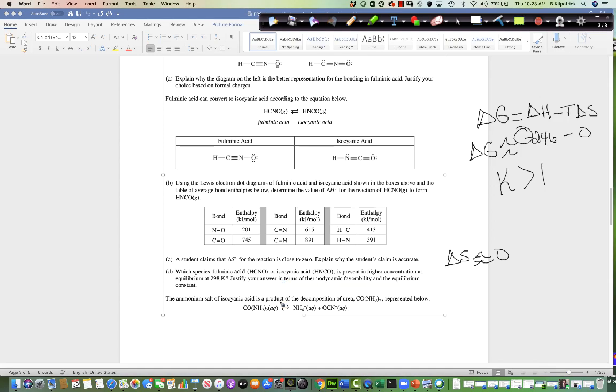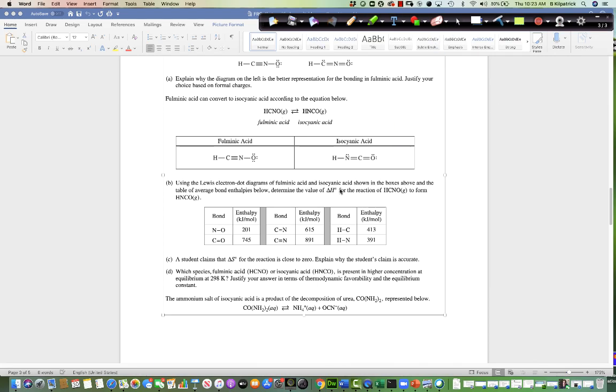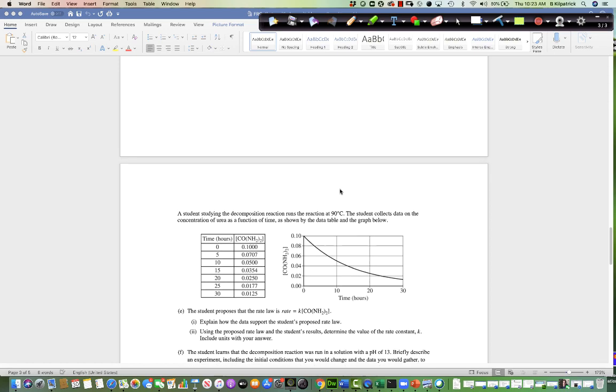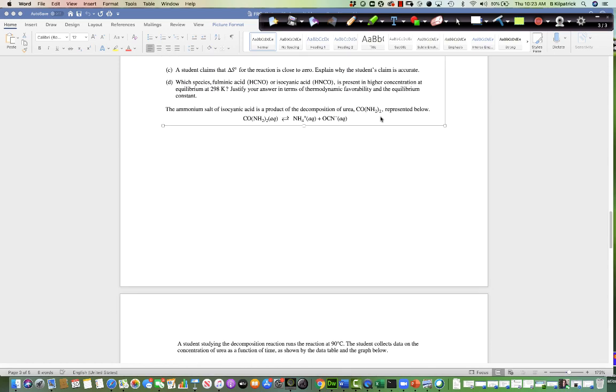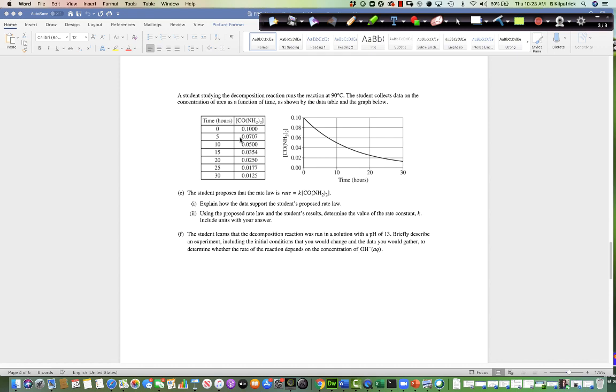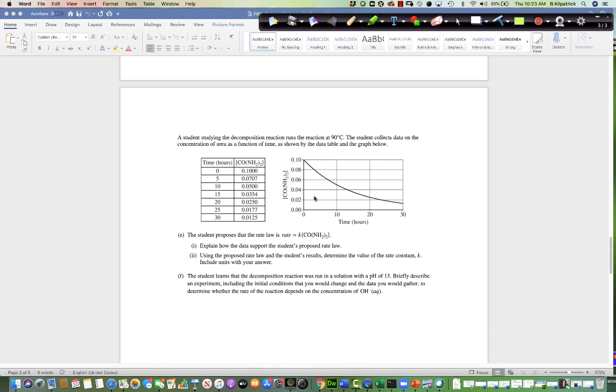All right, so let's look at the next part. This one, it looks like a kinetics problem. So it gives you a reaction, and then a student studying the decomposition reaction runs the reaction at 90 degrees. The student collects the data on the concentration of urea as a function of time, shown by the data. So it's giving time versus concentration. So the student proposes that the rate is equal to K times the reactant to the first.